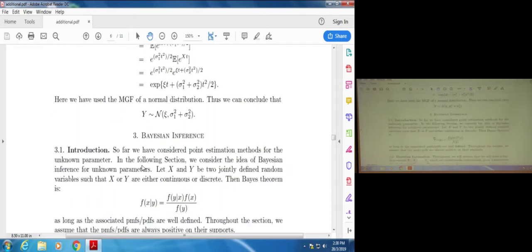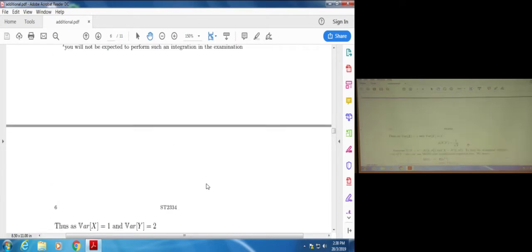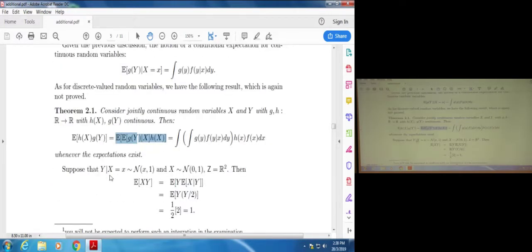This is very short. We're going to stop here, by the way, so we're almost finished. So let's have a look. Suppose that y given x is normal x, 1 and x is normal 0, 1. Okay. And suppose I want to compute the expectation of x times y, right? Why is that important? You might want to compute the correlation between x and y. Okay, well this formula says I can compute the conditional expectation of x given y first, multiply that by y, and then average over the uncertainty.